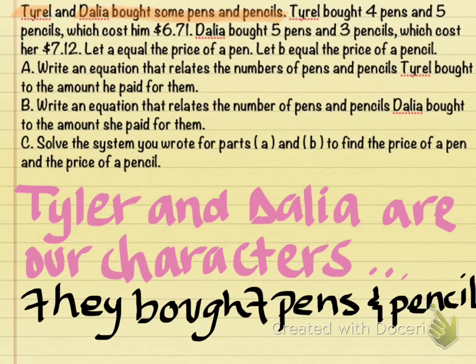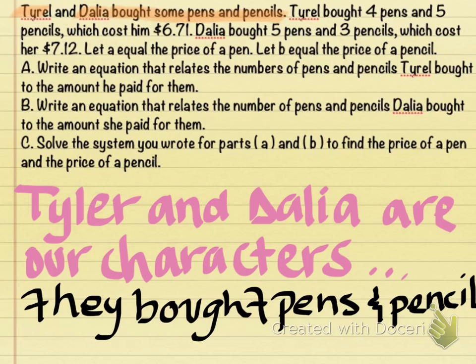A. Write an equation that relates the numbers of pens and pencils Tyrell bought to the amount he paid. B. Write an equation that relates the number of pens and pencils Dahlia bought to the amount she paid for them. C. Solve the system you wrote for parts A and B to find the price of a pen and the price of a pencil. Tyrell and Dahlia are our characters.